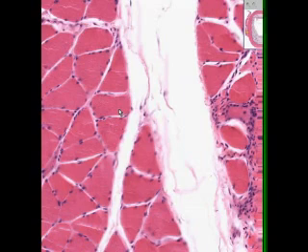So boys and girls, here we have a mature, cortical, dense Haversian bone.